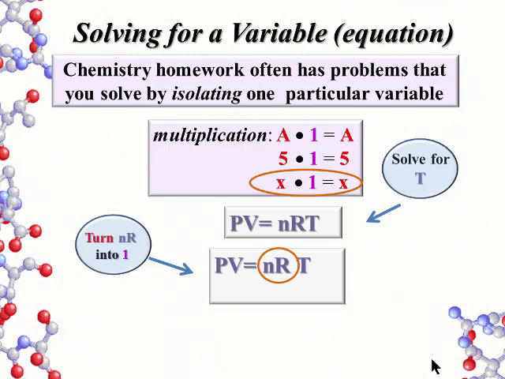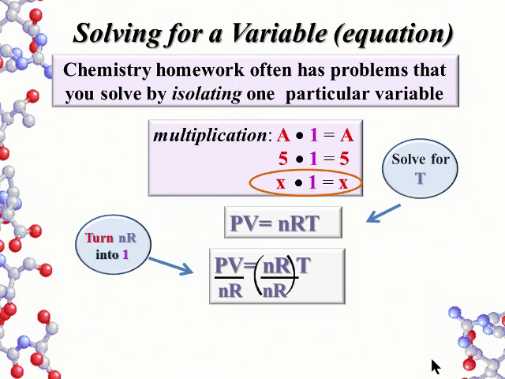Up until now, we've only been turning one value at a time into a 1. But that doesn't mean we're limited to just one variable. For instance, we could turn a, b, c, d, e, f, g into 1 if we divided it by a, b, c, d, e, f, g. Anything divided by itself is 1. So how can we turn n times R into 1? Yes. We divide both sides by n times R.